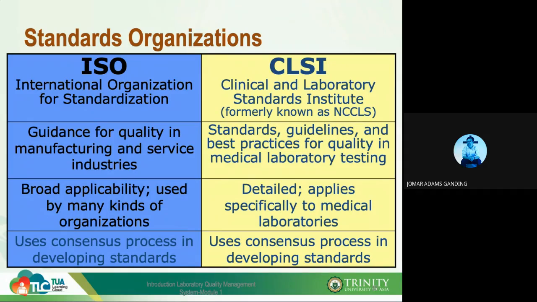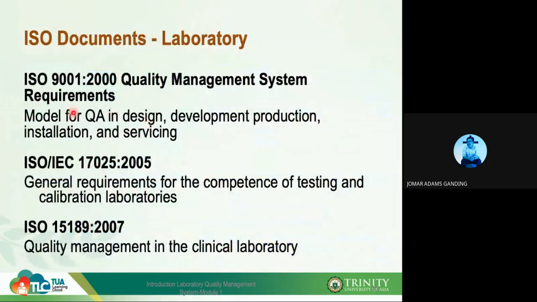So there are some documents that I want you guys to remember and take note. The number one document comes from ISO. Sir, what do we need to memorize here? The content. Ano yung general gist nung content nung document, the title of the document, and the series number. So for your ISO 9001 series of 2000, we have quality management system requirements. This is a model of the QA in design, development, production, installation, and servicing industries.